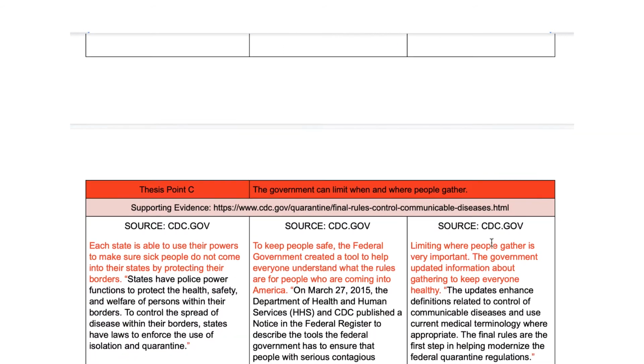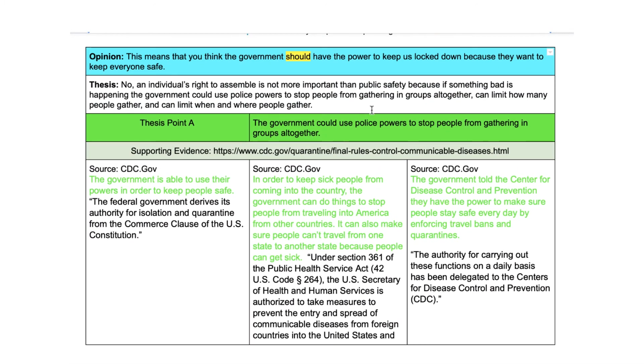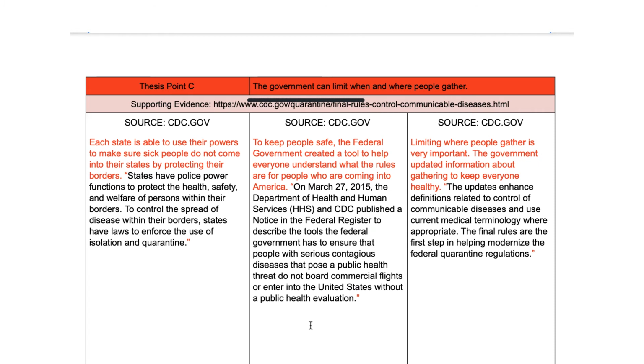The last part, thesis point C, which is right here, which is limiting when and where people gather, is down here. And it says the government can limit when and where people gather. And believe it or not, people are still gathering. The cops had to bust up a wedding someplace yesterday. So the supporting evidence, here's where the evidence came from.